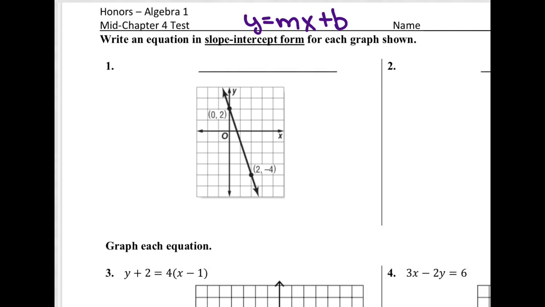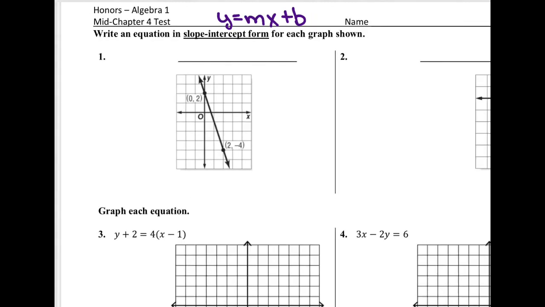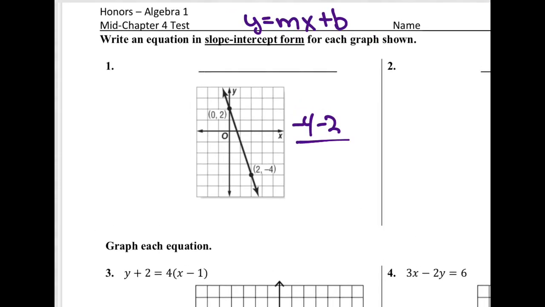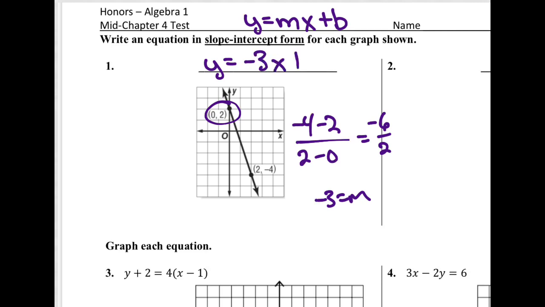So looking at this first problem, I can see that my slope, remember y2 minus y1, so we've got a minus 4 minus 2, and then we have x1 minus x2, which is going to be a 2 minus 0. So we've got a minus 6 over 2. So we have a slope of negative 3. And without any work at all, we see that our intercept, x is 0, y equals 2. That's our y-intercept. And so this equation is y equals negative 3x plus 2.